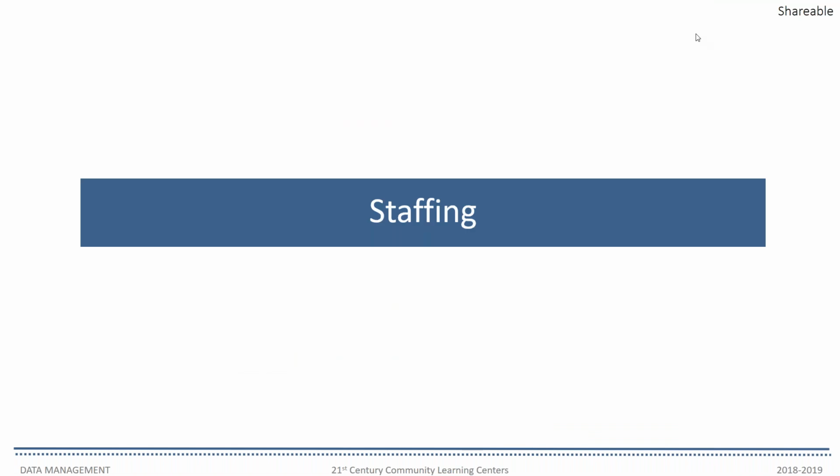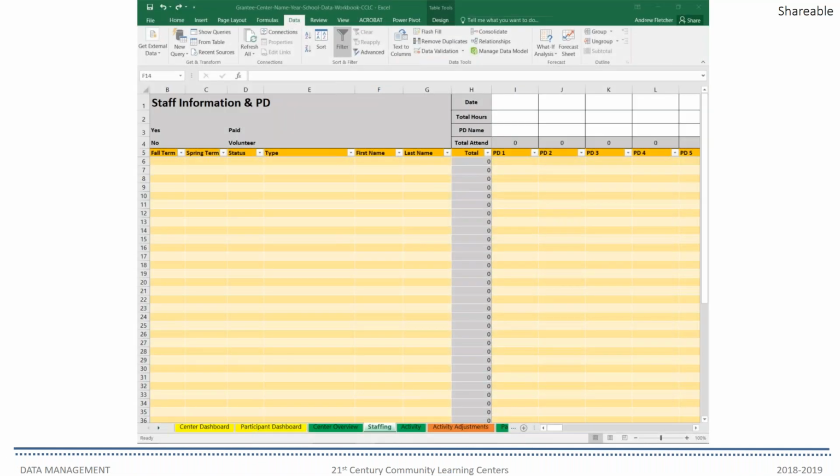And next we will move on to staffing. There are two essential elements grantees are required to collect for staffing. The first is basic information of each staff member, and the second is the professional development the staff member participated in. It is important to note that staff attendance is not reflected here. Time and effort or timesheets are tracked elsewhere, not here. This is only for staff professional development.